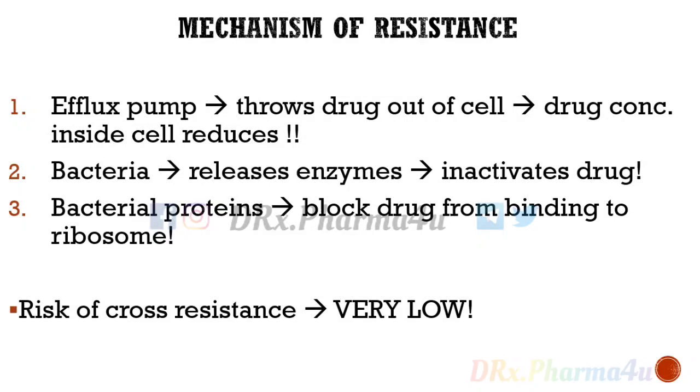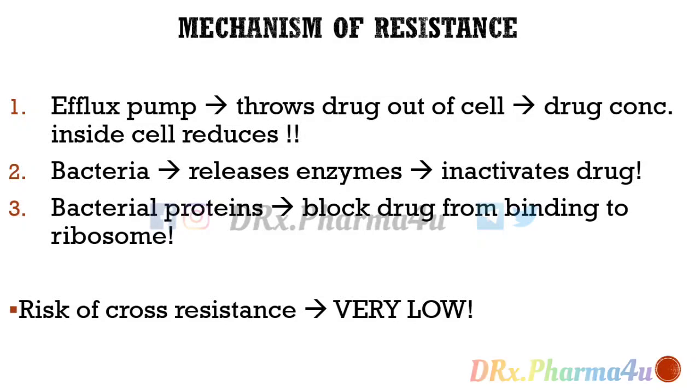Second, bacteria release certain kinds of enzymes which destroy the drug. And third, bacterial proteins block the drug from binding to the ribosome. Inside the bacteria, there will be some proteins which will block the binding of tetracycline to the ribosome, that is the 30S ribosome. So these are the three mechanisms by which resistance may occur.